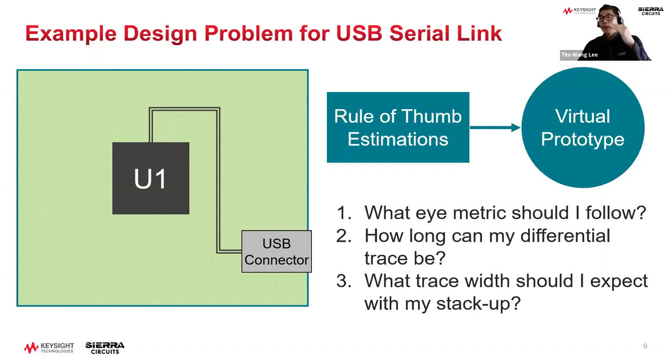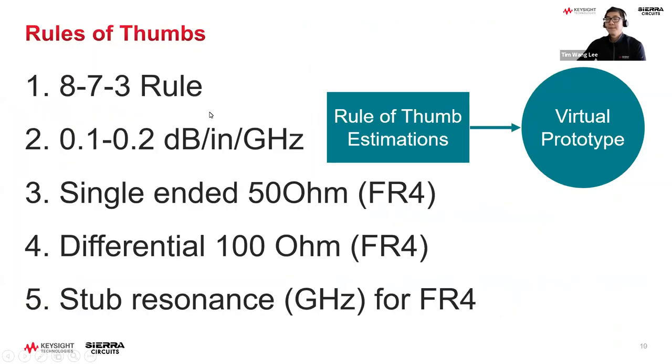So it's a hierarchical approach where you ask, what's the top level metric? Second, how long? And then what's the trace width? So then we can build up our design. Here are the rules of thumb that we're going to cover today. The first one is the A73 rule. The second one is for loss, 0.1 to 0.2 dB per inch per gigahertz. Three is about impedance, four also impedance, and five is about stub resonance.